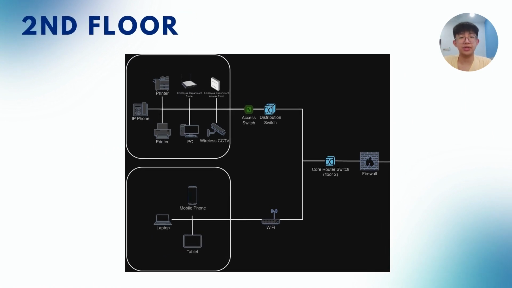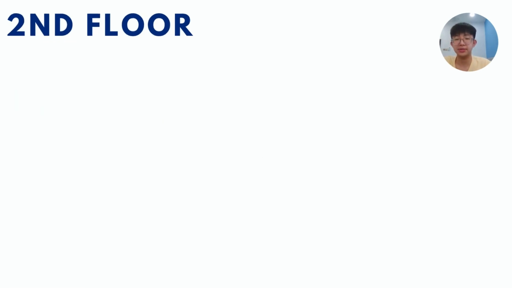Next, the second floor is the employee office. This floor's LAN structure is similar to the first floor's, with the necessary devices such as IP phones, PCs, printers, CCTVs, and more. And now I'll pass it on to Albert to explain the remaining LAN structure of SUNWAYBANK.